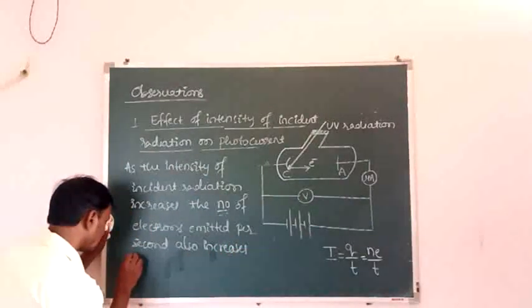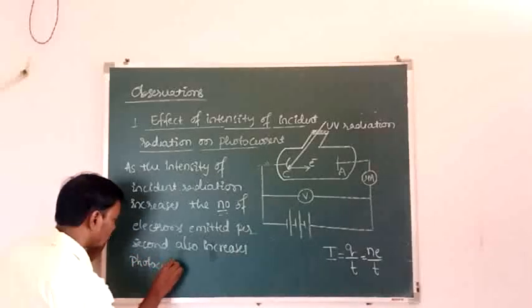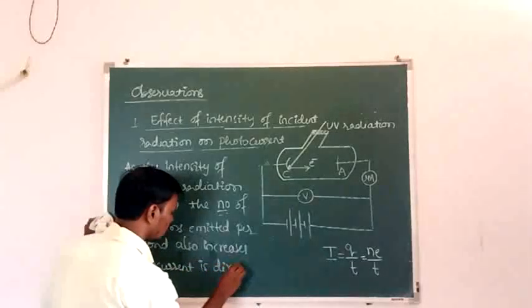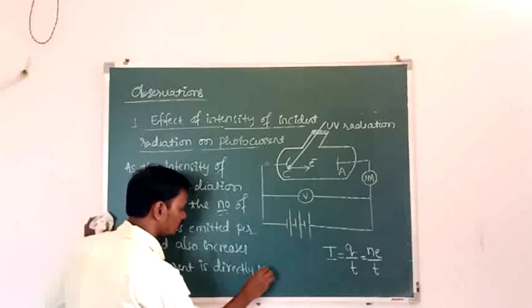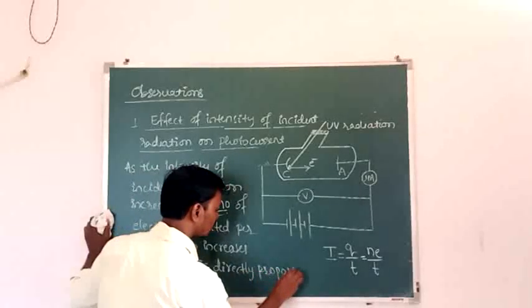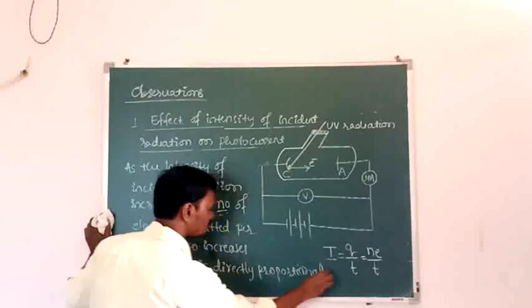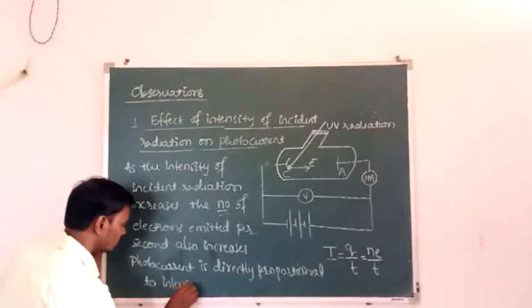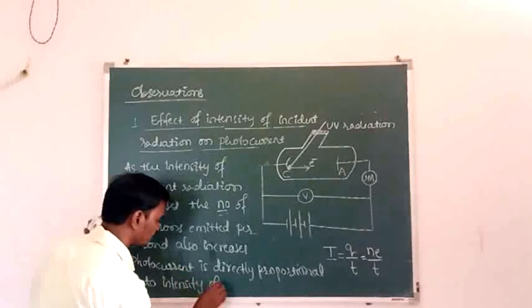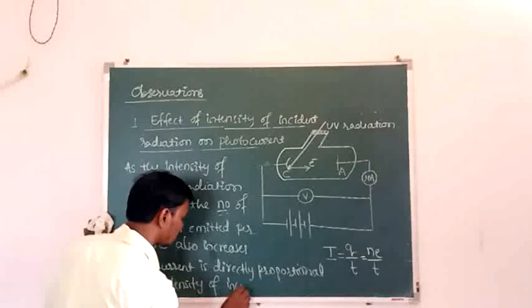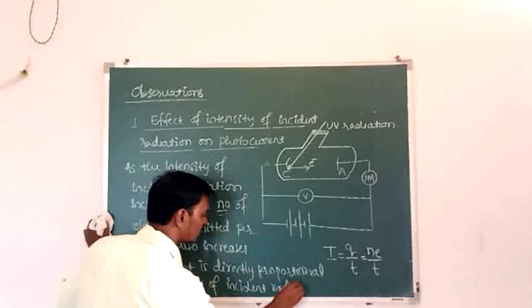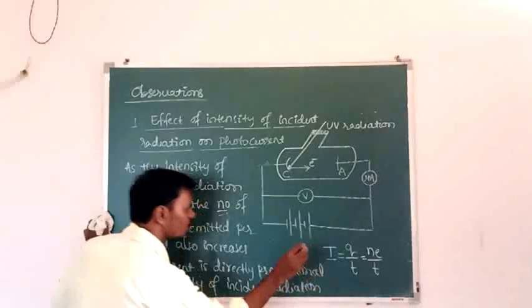Hence the photocurrent is directly proportional to the intensity of incident radiation. Directly proportional to intensity of incident radiation. This is very important. How to increase the photocurrent here? By increasing the intensity of incident radiation.